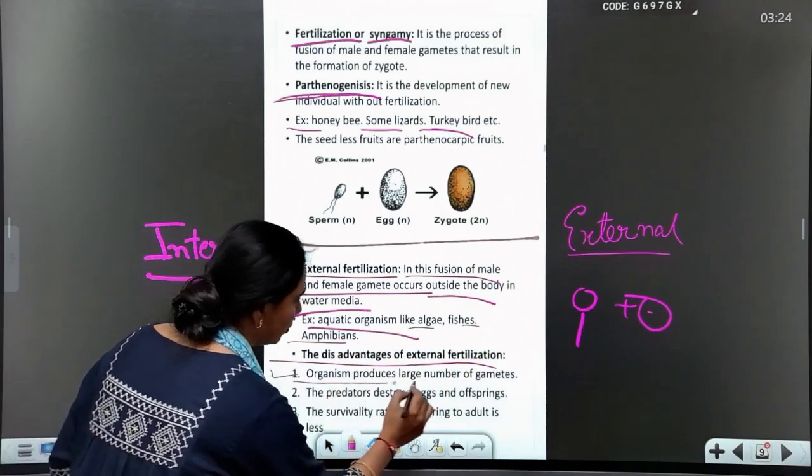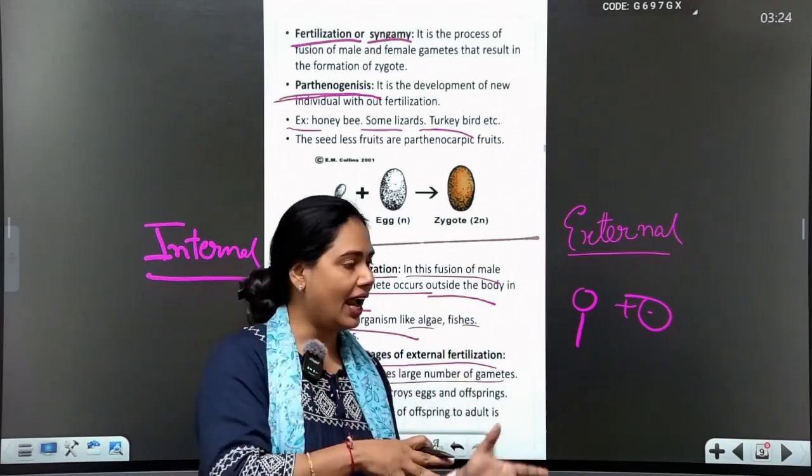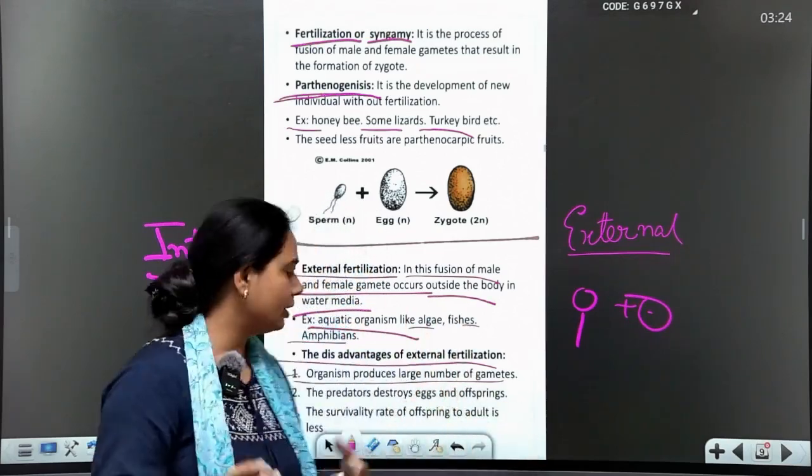Now, these organisms produce a large number of gametes. We know sperm are produced in large numbers and eggs are produced in large numbers.